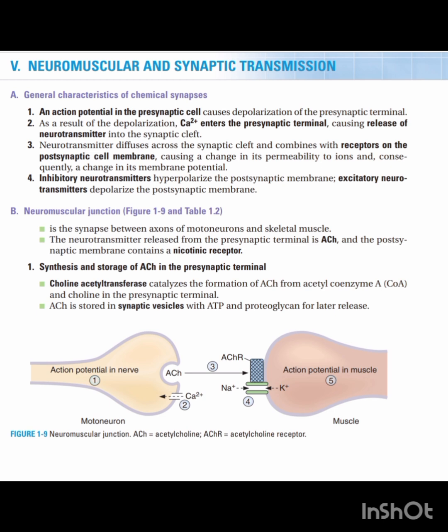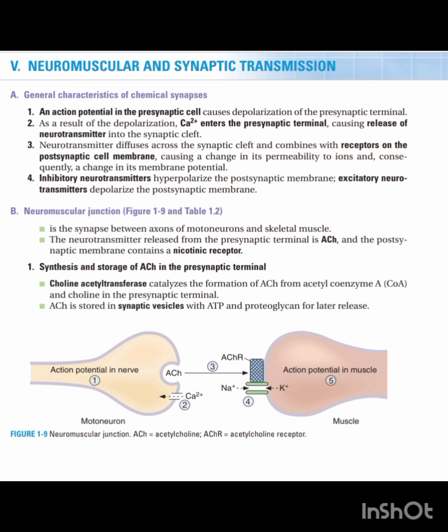Okay, and the next topic is the neuromuscular junction. I told you about synapse. So, what is a neuromuscular junction? It is a synapse between axons of motor neurons and skeletal muscle. So, the neurotransmitter that is released from the presynaptic terminal is acetylcholine. Remember it, that the neurotransmitter I talked about, that is released from the presynaptic terminal into the synaptic cleft, is acetylcholine, and the postsynaptic membrane has receptors for this, and these receptors are nicotinic receptors.